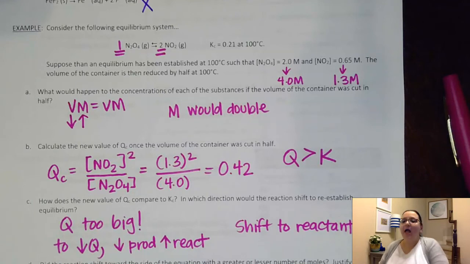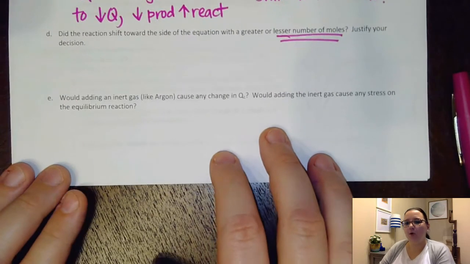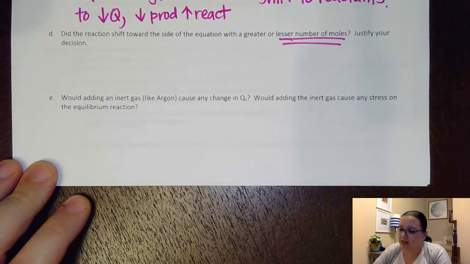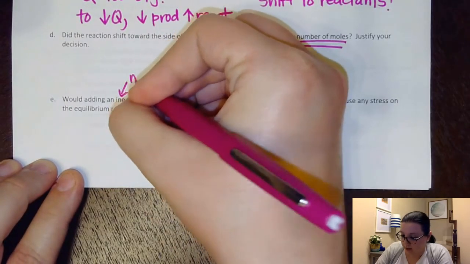Surprise, surprise. Now, there's one more question down here that I want to talk about because this is one that College Board likes to trick us with. They like to be mean and add tricky things. It says, hey, would adding an inert gas like argon cause any change in Qc? Well, inert gas means that our gas does not react.